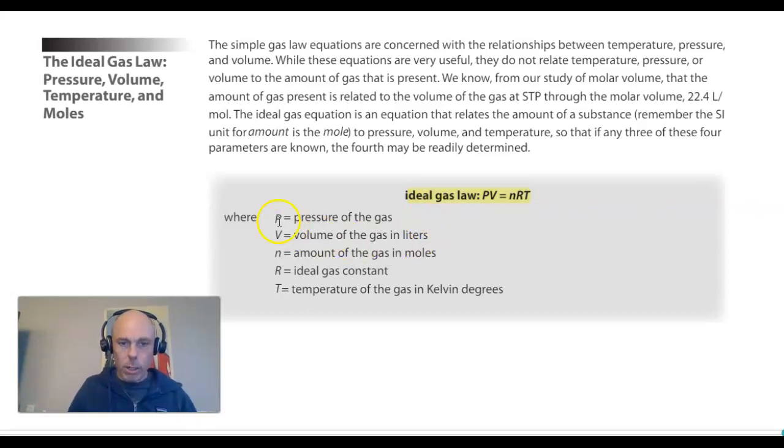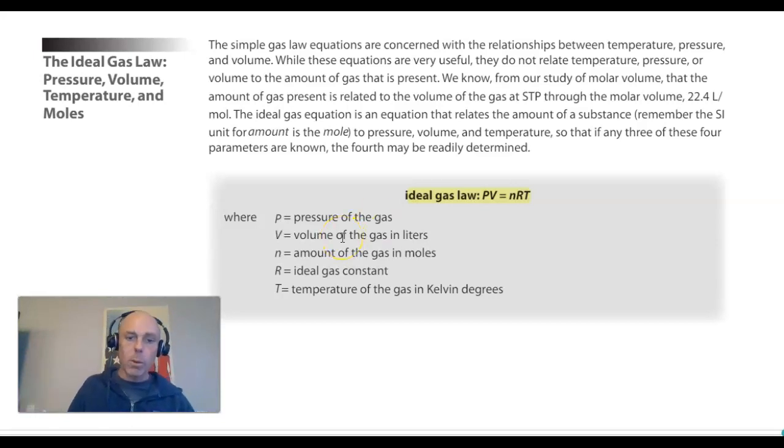The pressure of the gas can be in a variety of units. It could be in kilopascals, it could be in atmospheres, it could be in millimeters of mercury, which is the same thing as torr, or it could be in psi. The unit for pressure in the ideal gas law can vary, but it has to agree with the unit for pressure that is in the version of R, the ideal gas law constant, you use. And I'll talk about that in a moment.